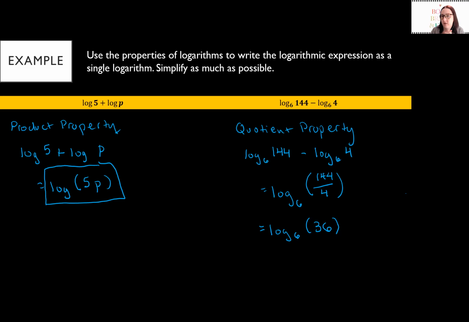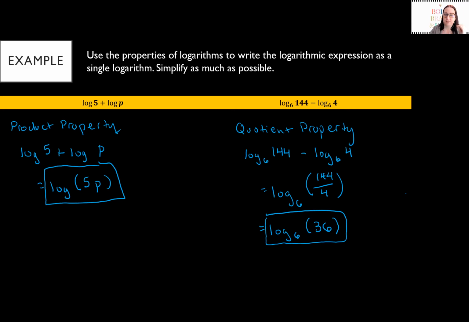So a problem like this just says use the properties of the logarithm to write it as a single logarithm. So we have done what it was asked for. We have written it as a single logarithm and we simplified the 144 over 4. Now, this problem doesn't ask for more, but we can go further in this case.